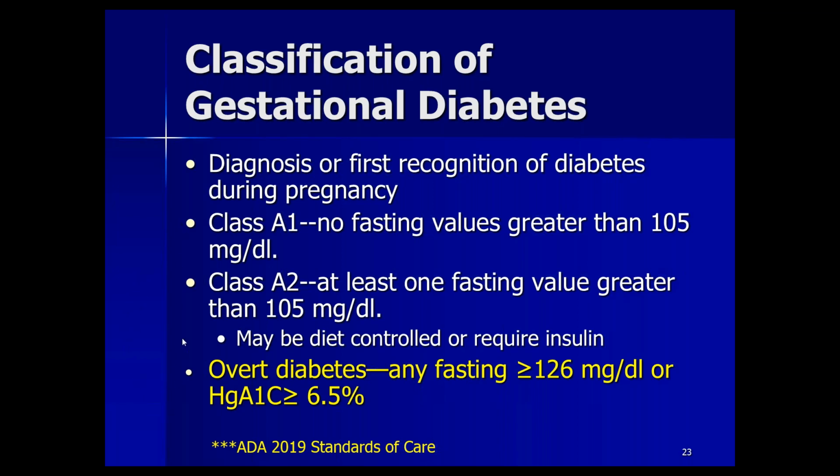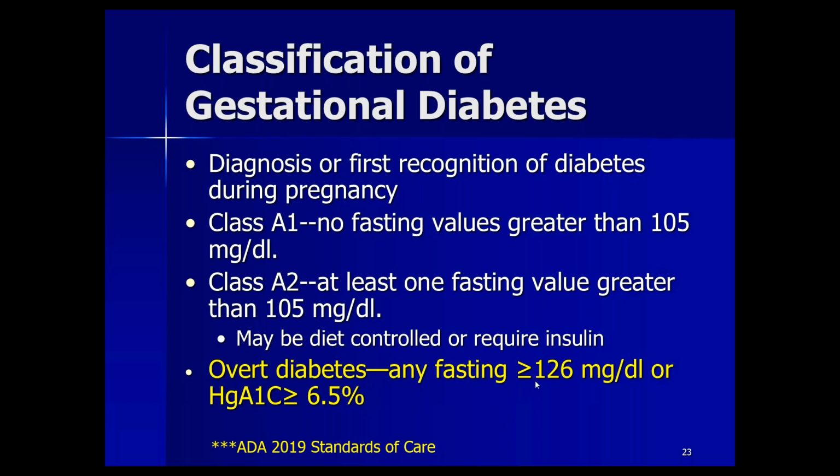Now, as for classification, that is a little bit simpler for gestational diabetes. It's diagnosis or first recognition of diabetes during pregnancy. A1, no fasting value greater than 105 milligrams per deciliter. Again, this is the O'Sullivan criteria. Class A2, at least one fasting value, whether it was on that 3 hour or subsequently, that's over 105. Those patients may end up being diet controlled about a third of the time in my experience. The rest of them are probably going to require medication, and of course our primary recommendation now is going to be insulin.